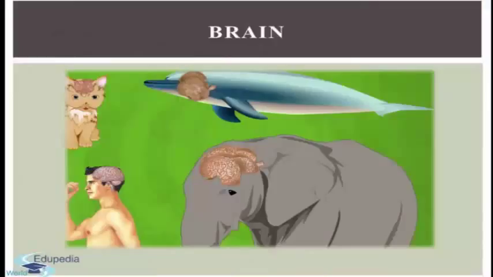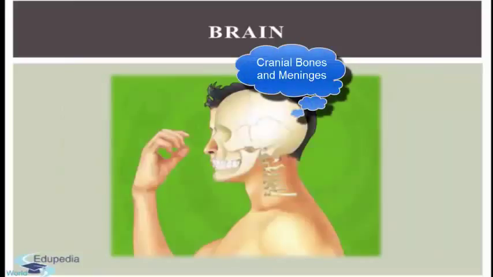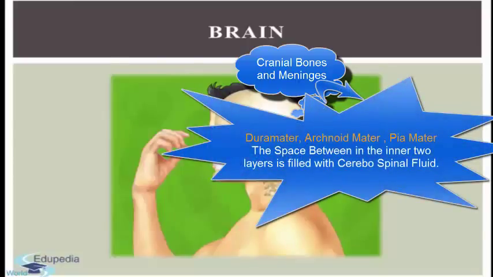Proportionate to the body size, the human brain is the largest in all animals and is the most developed. The brain is protected by cranial bones and meninges. The meninges, which are continuous with the spinal cord, consist of three layers: the outermost dura mater, middle arachnoid, and the innermost pia mater. The space between the inner two layers is filled with cerebrospinal fluid. It serves as a shock-absorbing medium and protects the brain against jerks and jolts.